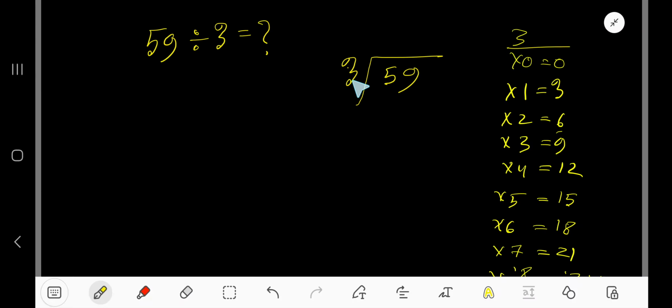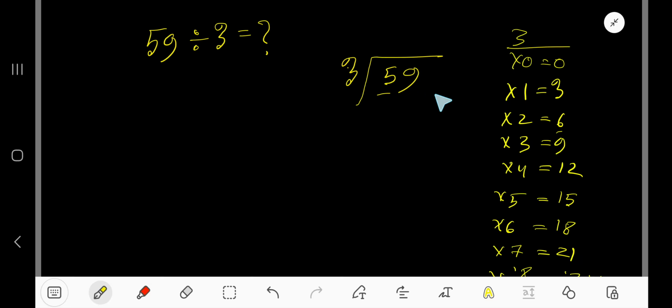59 divided by 3. Here 3 is a divisor, so we need the multiplication table of 3. 3 times 0 is 0, 3 times 1 is 3, 3 times 2 is 6, 3 times 3 is 9, 3 times 4 is 12. To find the multiplication table of 3, just add 3 to the previous step: 0 plus 3 is 3, 3 plus 3 is 6, 6 plus 3 is 9, 9 plus 3 is 12.